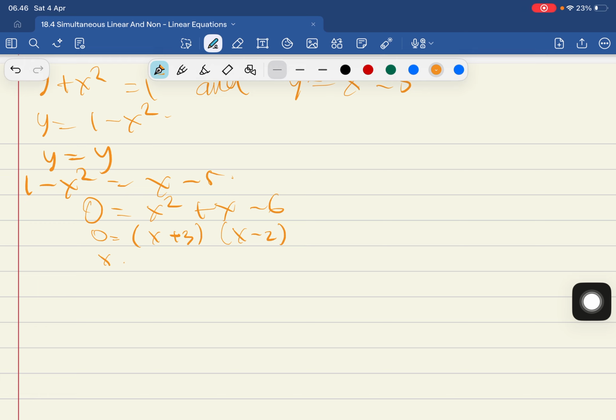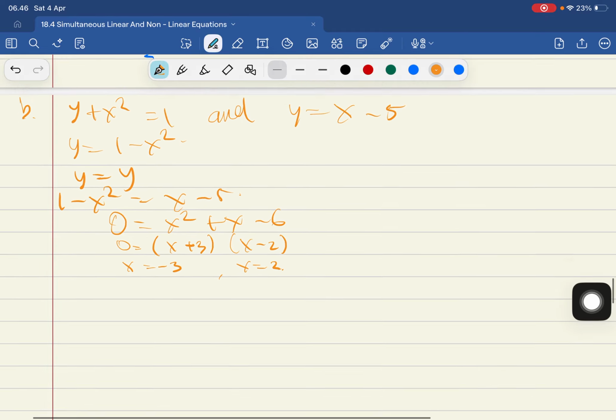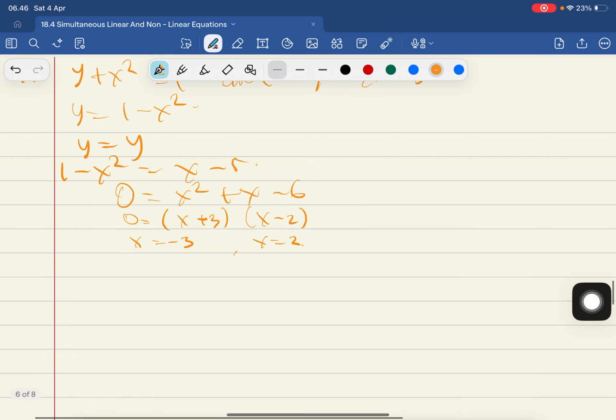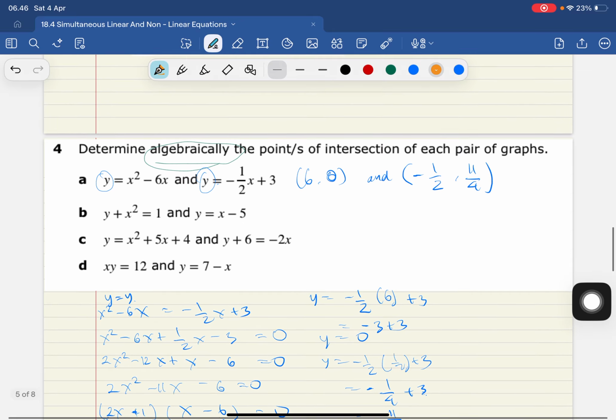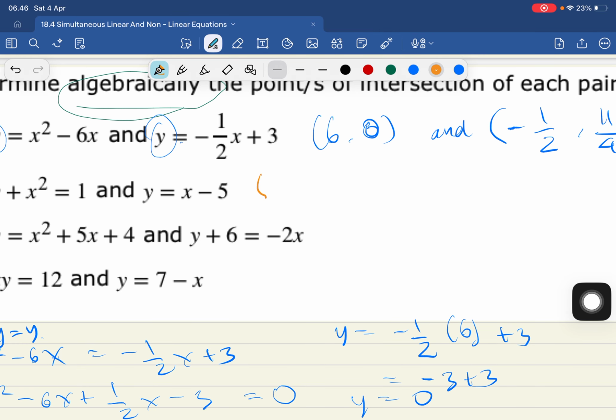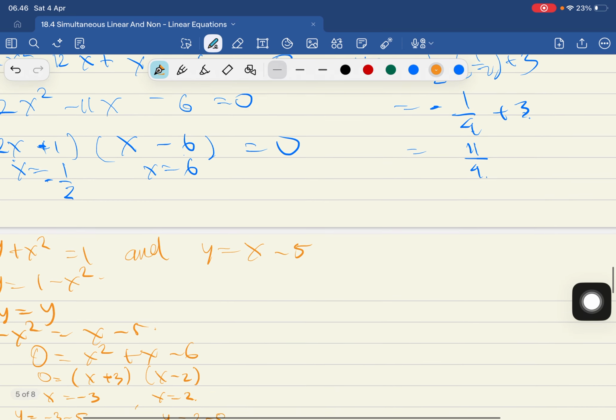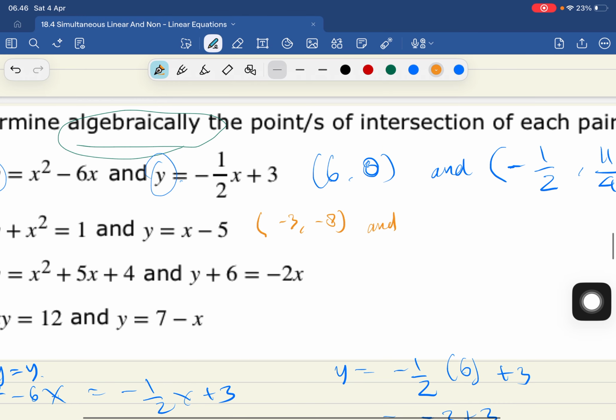So we got first x equal to minus 3, and then for the second x, we can substitute into one of the equations. So make it y equal to x, so minus 3 and then minus 5, so y equal to minus 8. Then we substitute here, y equal to 2 minus 5, so y equal to negative 3. So let's write the answer here. So we got negative 3, 8, and 2 and negative 3. Let's write it here, 2 and negative 3.